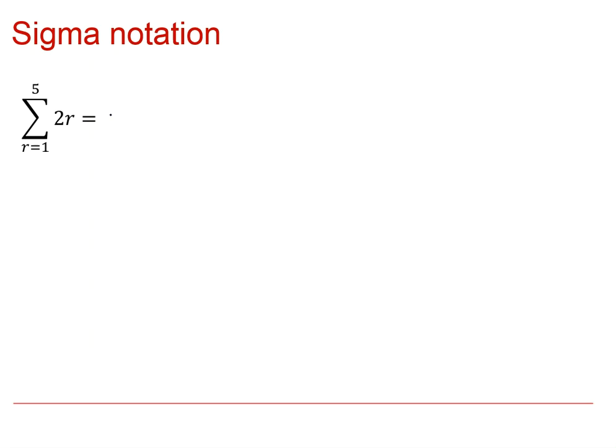So when we substitute in 1, we get 2 times 1, which is 2. Substitute in 2, 2 times 2 is 4. 2 times 3, 2 times 4, and 2 times 5. The top number tells us the last term. And when we sum all of these, we get 30.